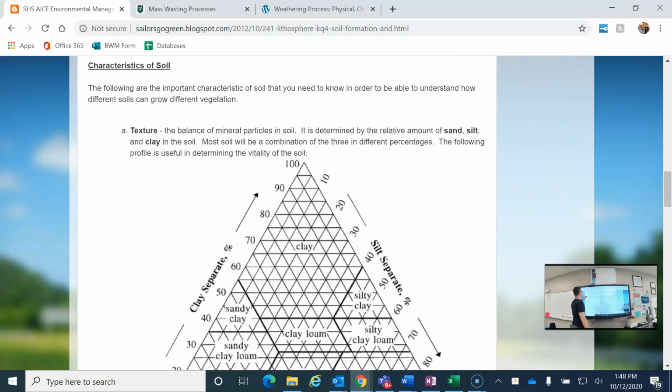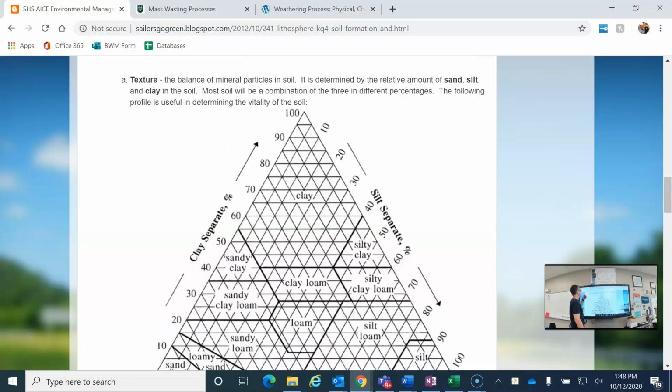All right. So there are different characteristics of soil. You do need to know what they are and how they work. Texture is number one. Texture is the balance of mineral particles in the soil. It's determined by the relative amount of sand, silt, and clay in the soil. Sand is going to be large particles. Silt is going to be medium-sized particles. Clay is going to be very small particles.